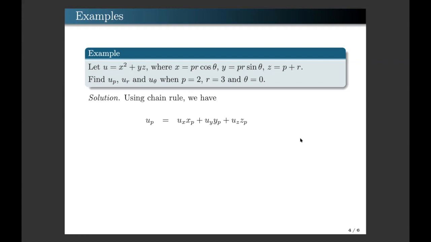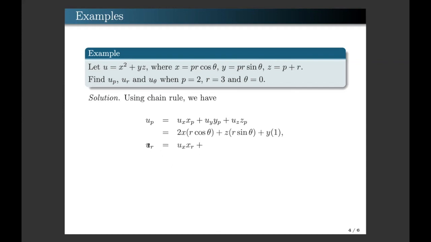So what's the partial of u with respect to x? Since u is equal to x squared plus yz, that will be equal to 2x. And the partial of x with respect to p is now equal to r cosine theta. What's the partial of u with respect to y here? That's simply equal to z. And the partial of y with respect to p, since this is our y, the partial derivative will be r sine theta. Finally, we have the partial of u with respect to z. Looking at this expression here, that's just equal to y. And the partial of z with respect to p, looking at this expression, will just be equal to 1.